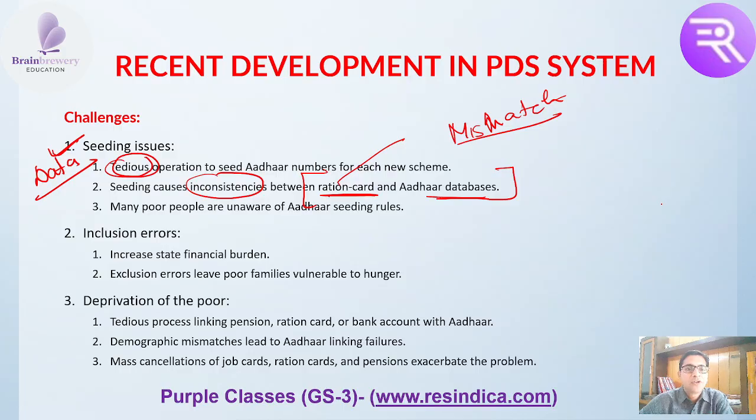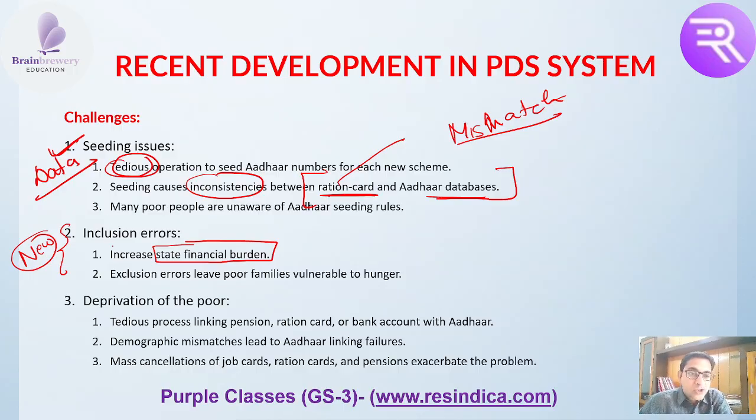Now we have inclusion error. Whenever we try to put anything new in any perspective, the state financial burden increases. Obviously the state has to do a lot of work. Normally the state cries that the central government has to do something about these Aadhaar seeding databases, but actually both the state government and the central government have to work together in order to properly include the people.